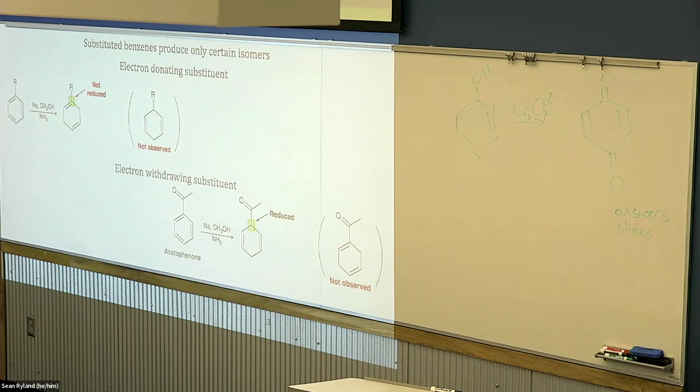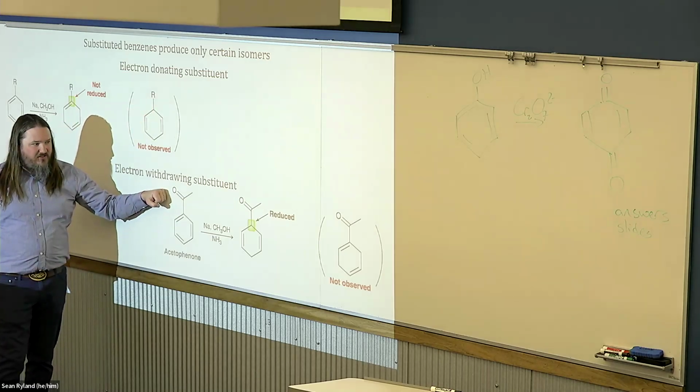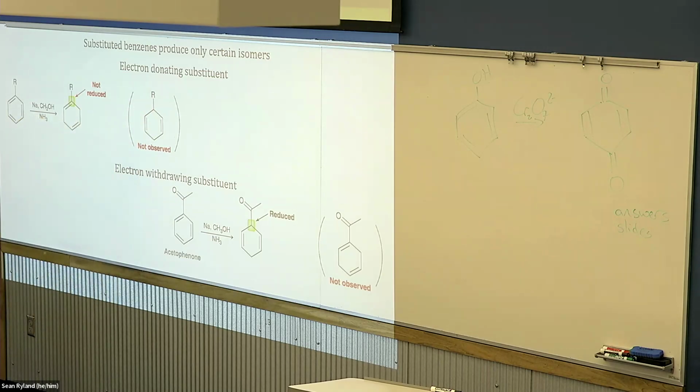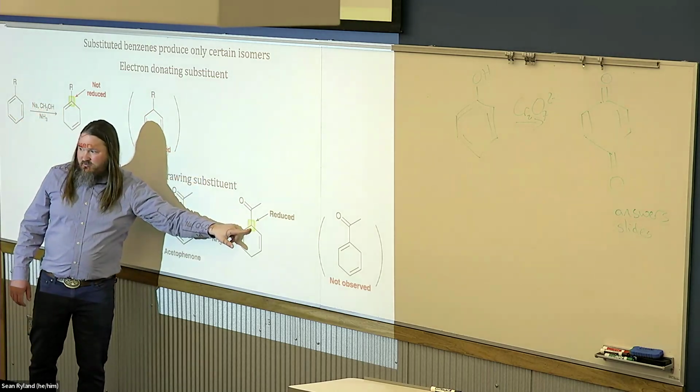And as you might expect, electron withdrawing groups, we see the exact opposite. If electron donating groups only show up on the sp3 carbons, electron withdrawing groups only show up on the sp3 carbons. I think I mixed that up in the drill, so I'm going to say it again. Electron donating groups only show up on the sp2 carbons at the end. Electron withdrawing groups only show up on the sp3 carbons.